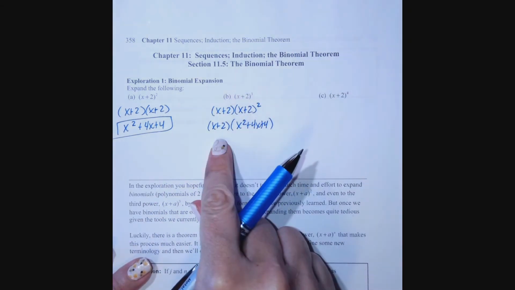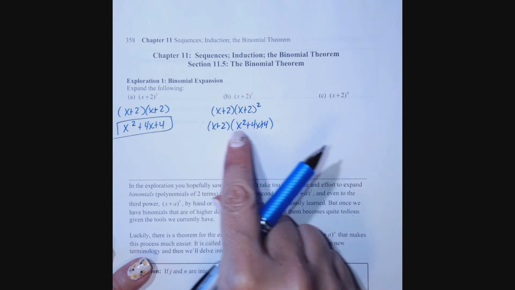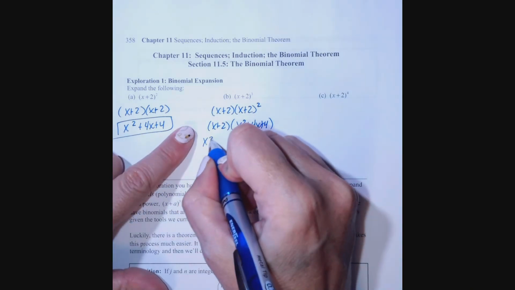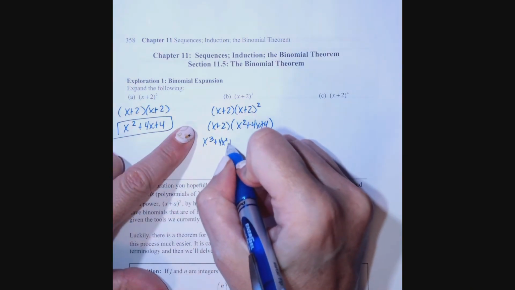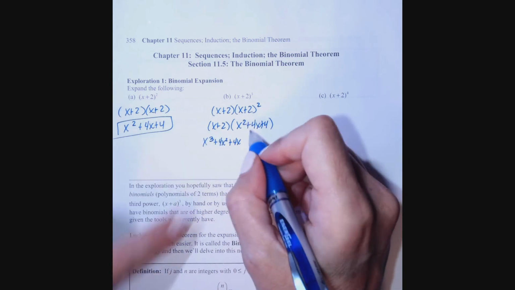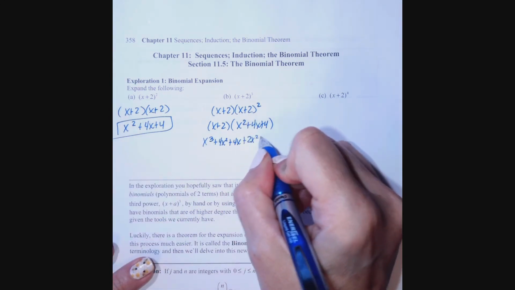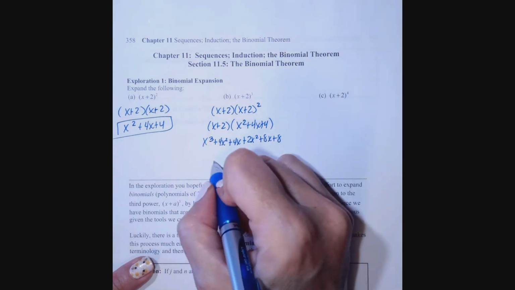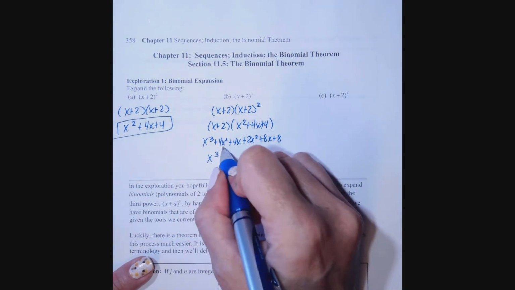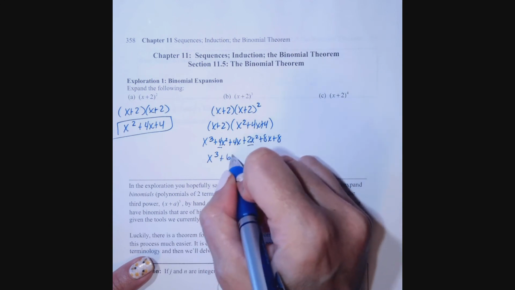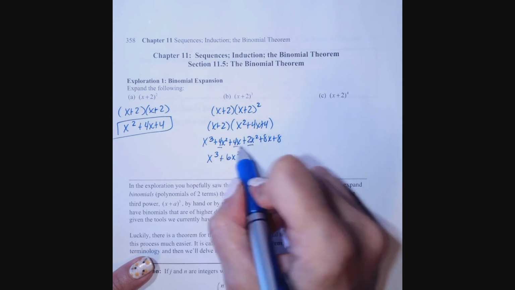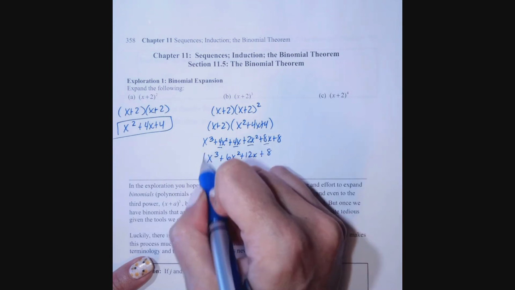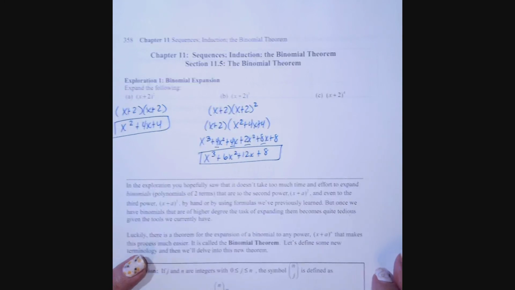So now I'm going to multiply each of the terms in this binomial to all 3 of the terms in the trinomial. That is going to give me x cubed plus 4x squared plus 4x. And then when I multiply in the 2, I have 2x squared, 8x, and 8. Then when I combine like terms, I have x cubed, 6x squared, 12x, and plus 8. So that is that binomial expansion.